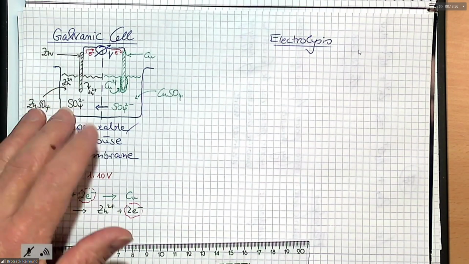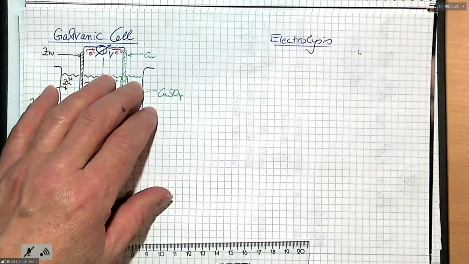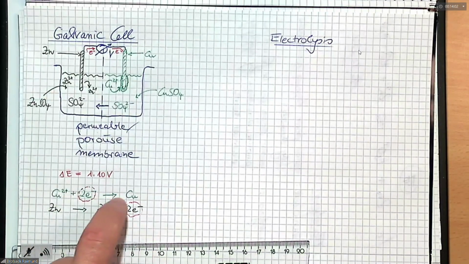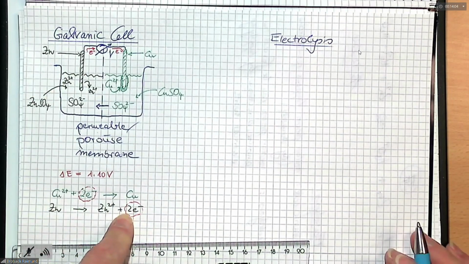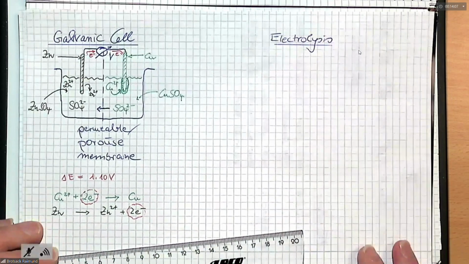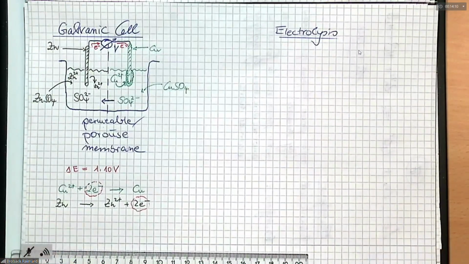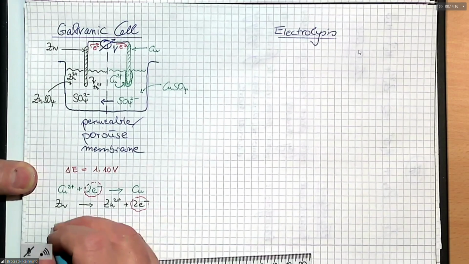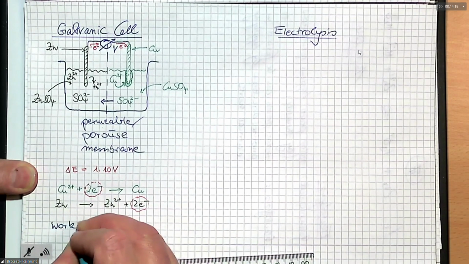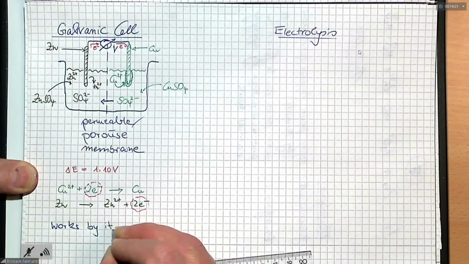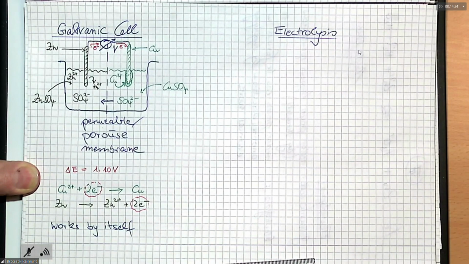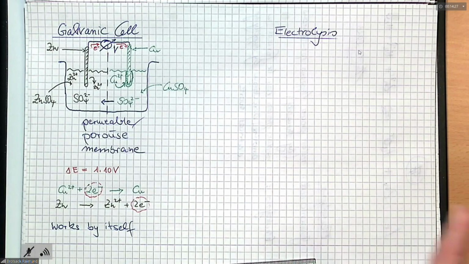So we have a couple of zinc 2 plus, and copper 2 plus. Copper is reduced, zinc is oxidized. And that is the direction which naturally works. Works by itself. We don't have to add some energy because the redox potentials show us zinc will be oxidized, copper reduced.